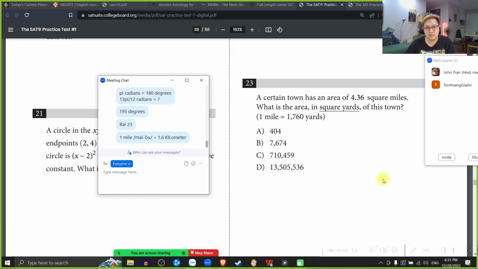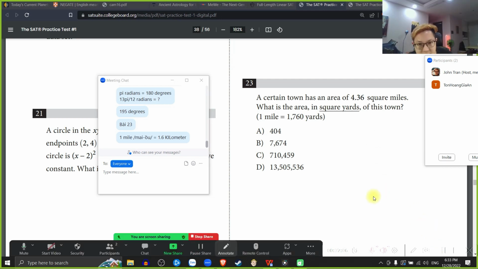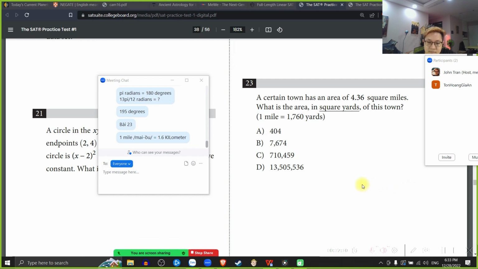It's square yards, it's not just yards, okay? You said, what's the answer you say? It's 30 million something, isn't it?